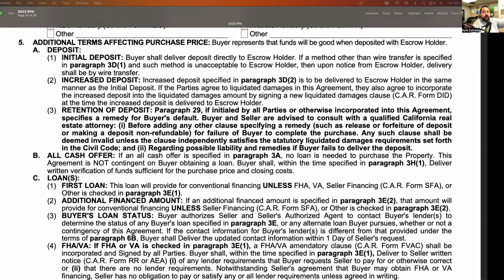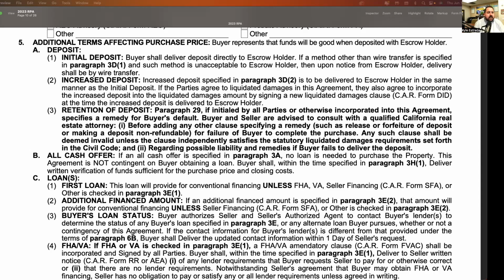So that's 5A. By default, if you write a method of initial deposit that escrow is not okay with, it automatically reverts to wire transfer. That's why my advice, and the direction I push you guys in, is always just leave it as default. It's going to be a wire transfer. It's just cleaner and it's easier.